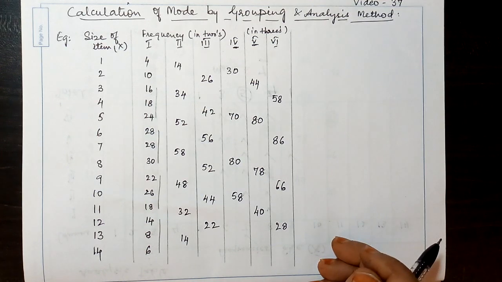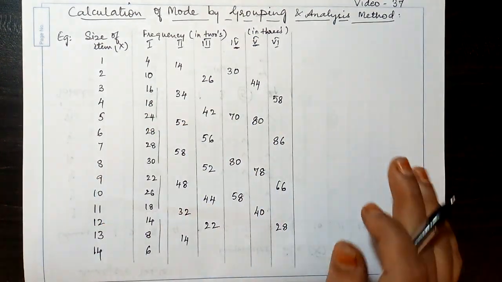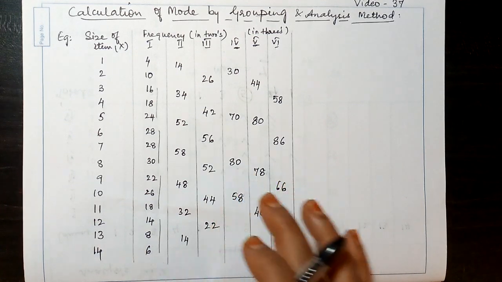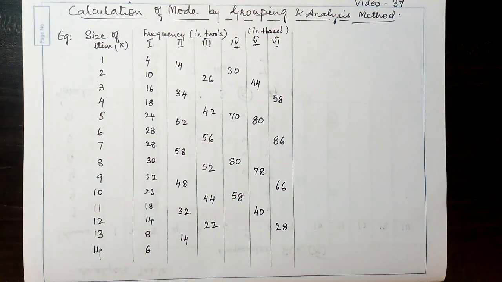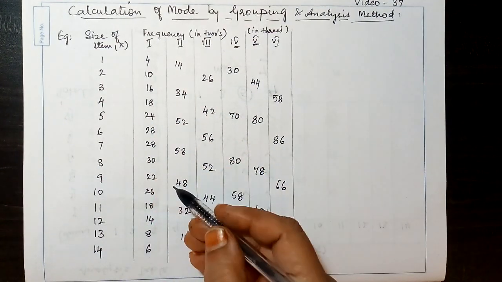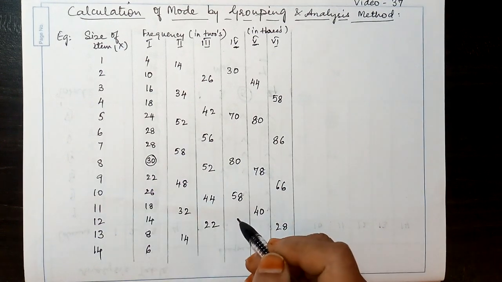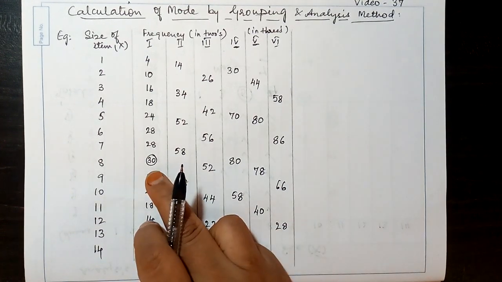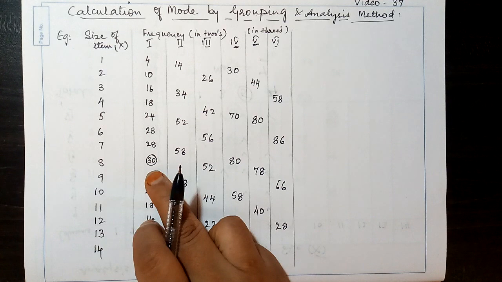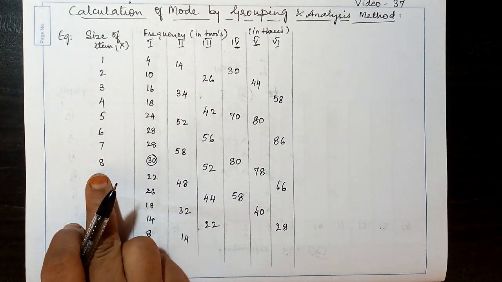Okay. Now what we have to do, since we finished adding up all these, is find out the mode in each column. The mode in the first column is 30. Yes, 30. This is the maximum number of observations, the frequency. How did we get 30? It is the size of the item 8.